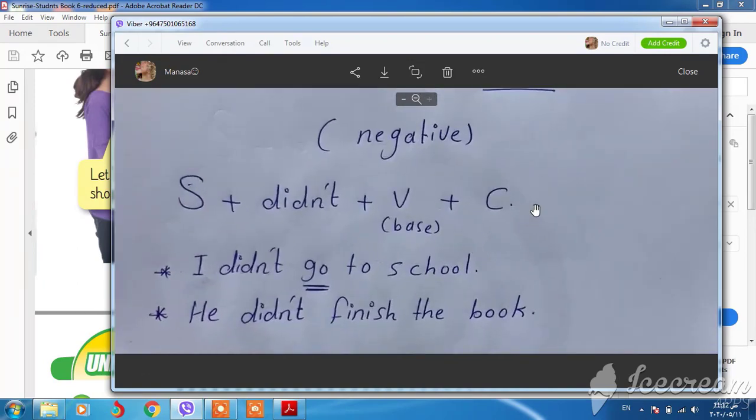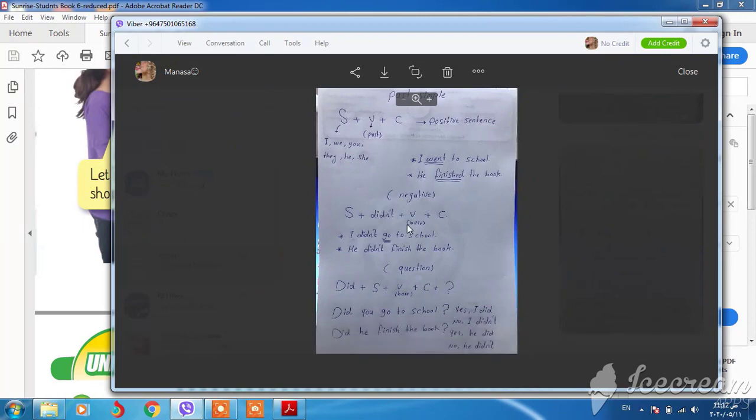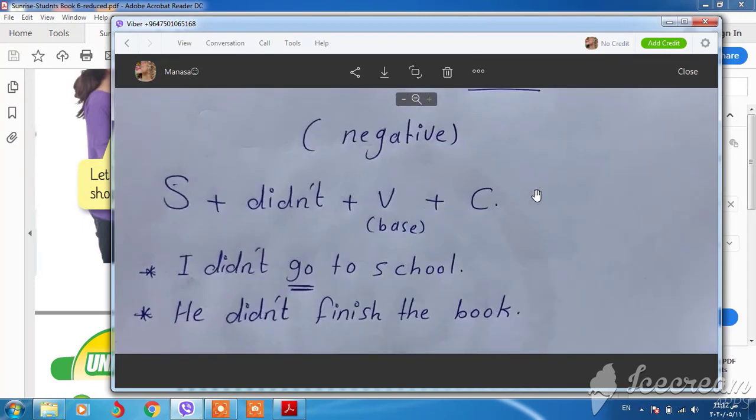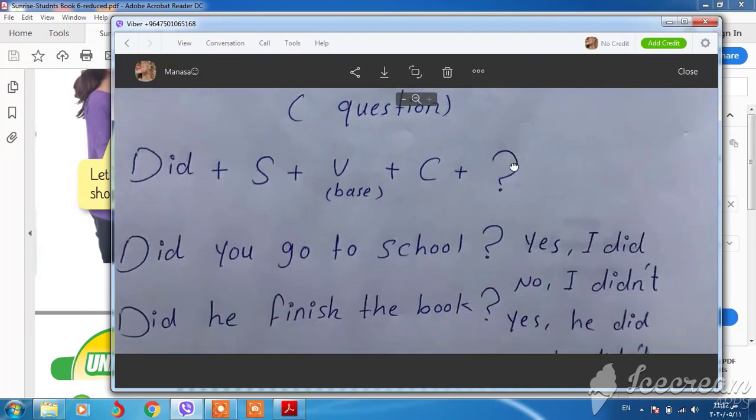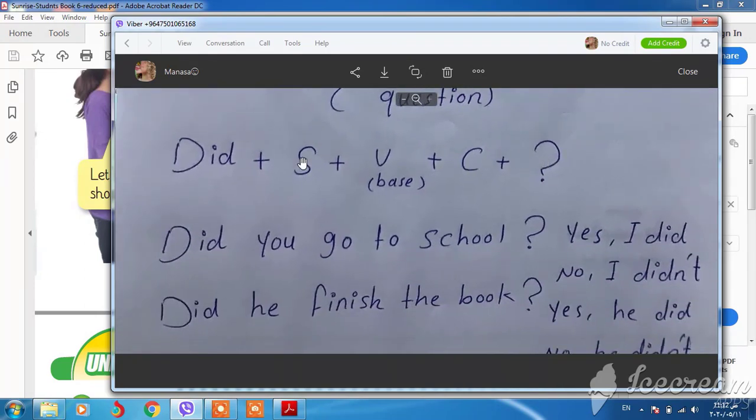Okay, let me read the questions. For question, we put did at the beginning of the sentence. Okay, for question, we put did at the beginning of the sentence because it is past simple. We talk about past simple.